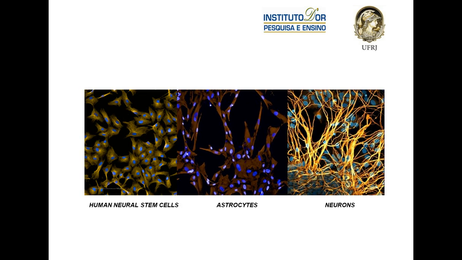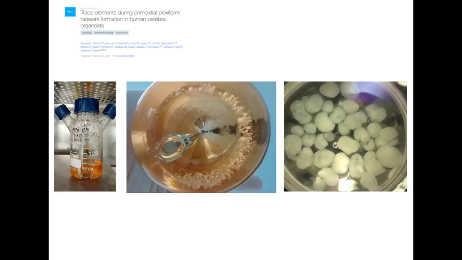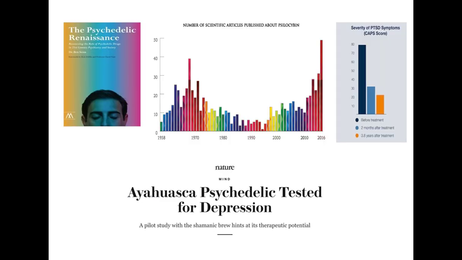So with this kind of tools, like human nerve stem cells, astrocytes, and neurons, we are working with different questions to try to understand and to try to explain what happens in the brain. And we are also working with brain organoids. It's a very interesting way to culture induced pluripotent stem cells and to study a little bit better some of the aspects of the network of cells within the brain.